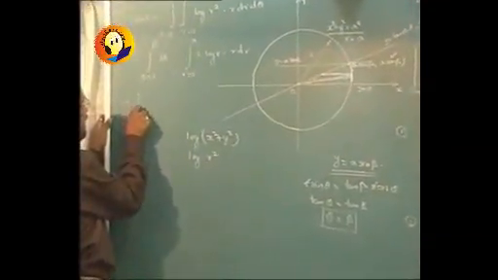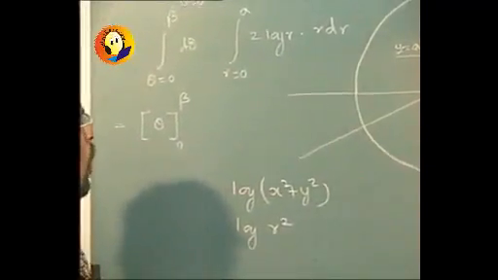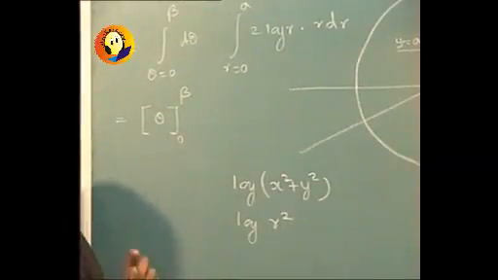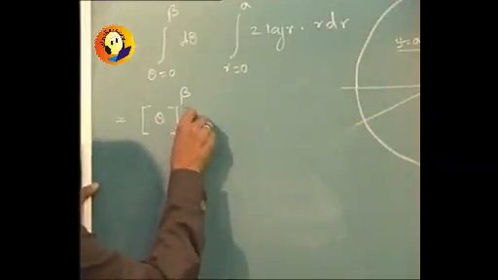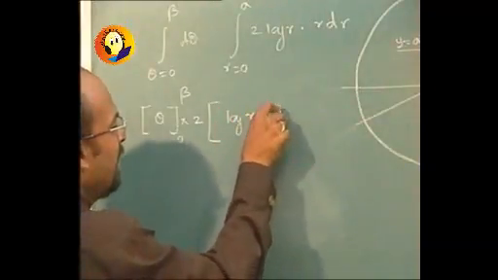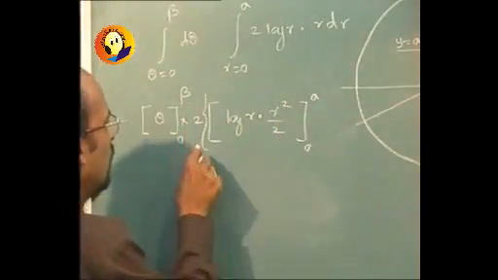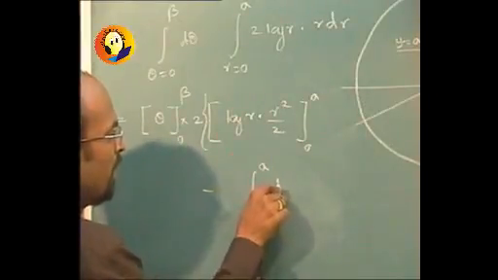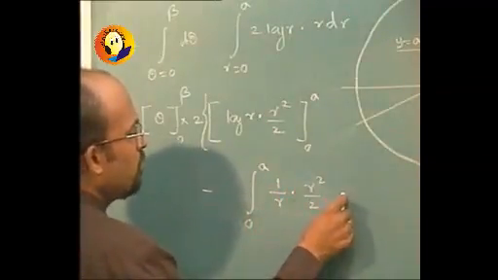D theta will be integrated as theta, between limits 0 to beta, whereas 2 log r into r dr will be integrated by parts, taking 2 as constant, which is outside. So it will be written as into twice log r is retained, r is integrated as r square by 2, this will be within limits 0 to a, minus integral 0 to a, differentiation of log r is 1 upon r, and integration of r is r square by 2 dr.